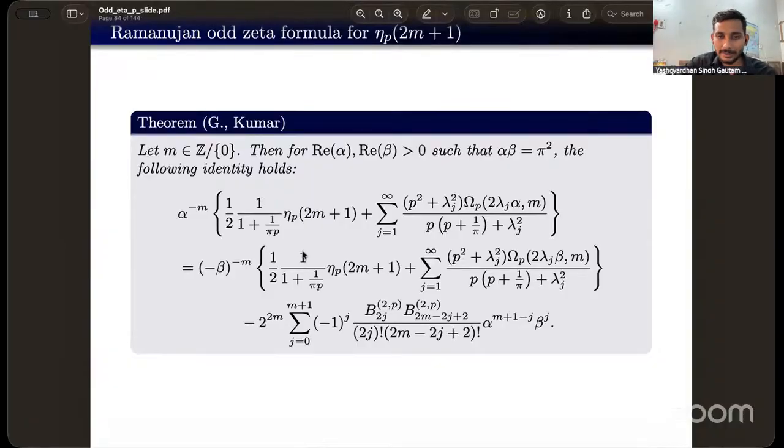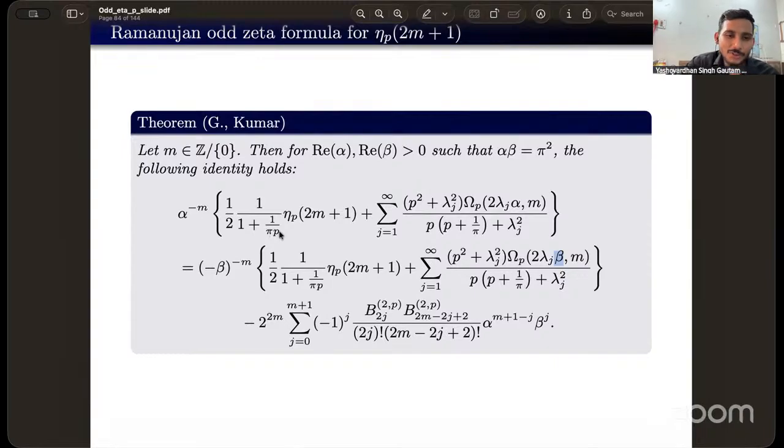If you look here, in the curly brackets we have the same thing that we have on the right hand side in the curly brackets. If we change alpha to beta, we get the right hand side from the left hand side. Similarly, we have a finite sum on the right hand side as well, that involves Bernoulli numbers of the second kind. But the only interesting thing is that we have an extra term with odd values, that is 1 upon 1 plus pi p, and it gives very nice results. We'll see in the upcoming slides.